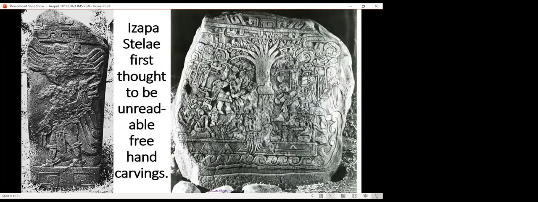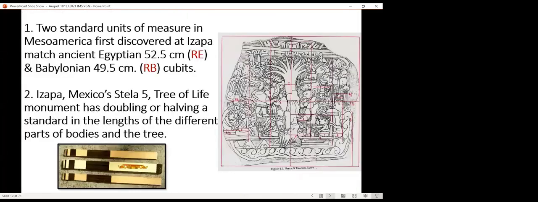Izapa stela were first thought to be unreadable, freehand carvings. Two standard units of measure, already mentioned, Egypt and Babylon, are shown on this measuring of Stela 5 in part. And this Tree of Life monument has the doubling or halving as a standard in the lengths of the different parts of the bodies and the tree.